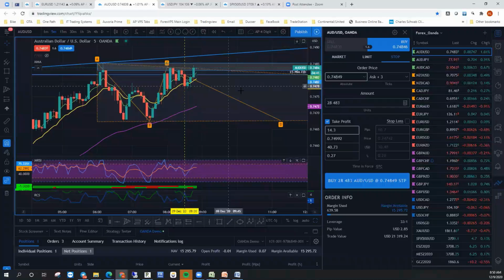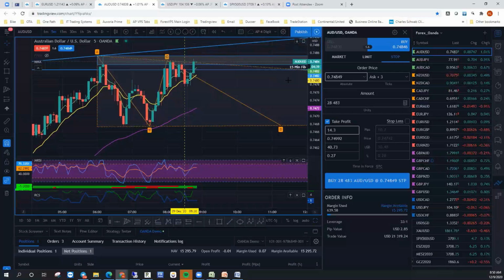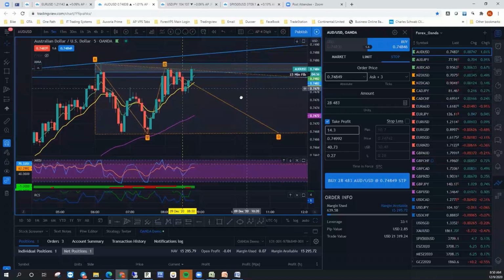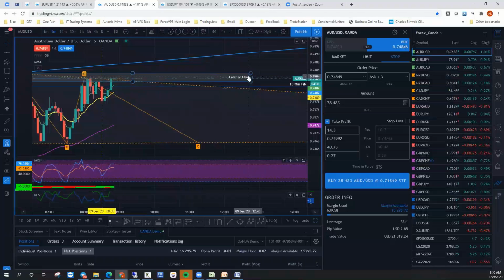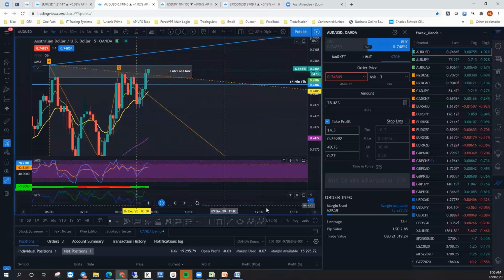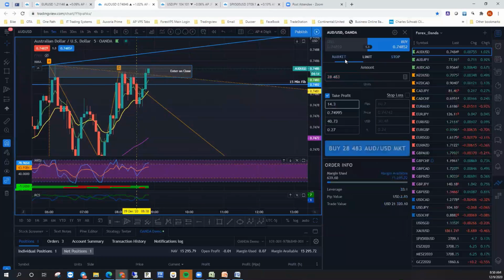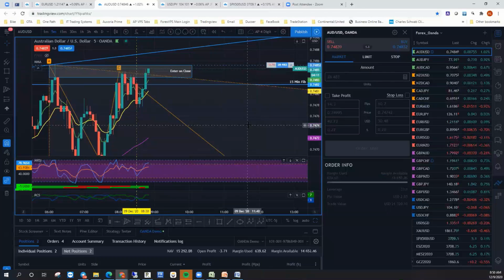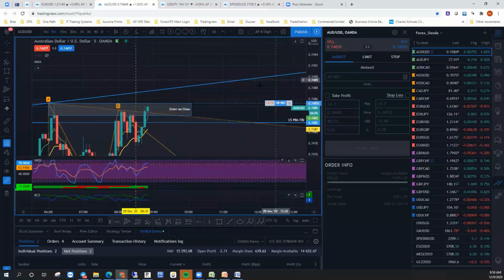The 5-minute candle just closed, barely. We have strength. We have all our moving averages in the right direction. Still have strength. And I'm going to take this thing long. There's my fill. Let's see where my 7-pip target is.